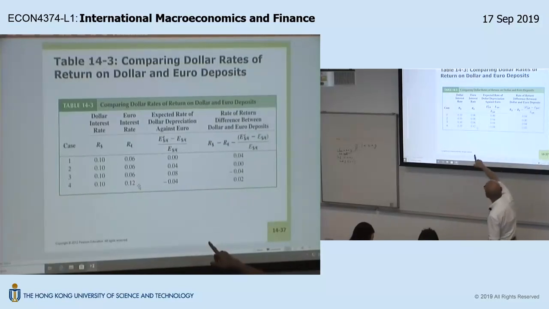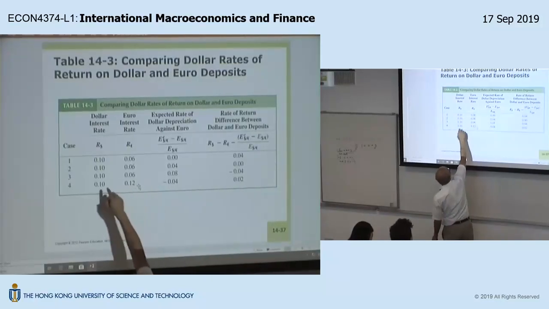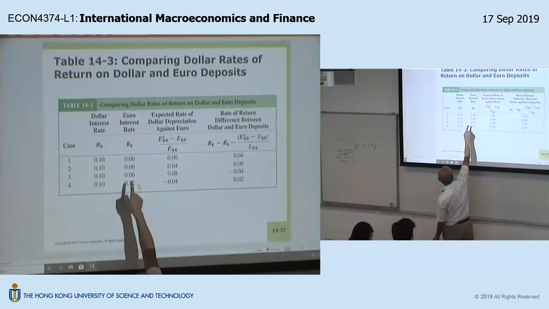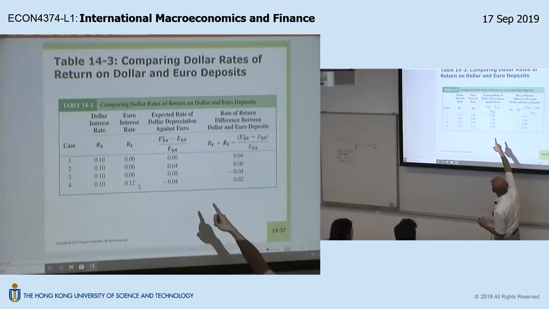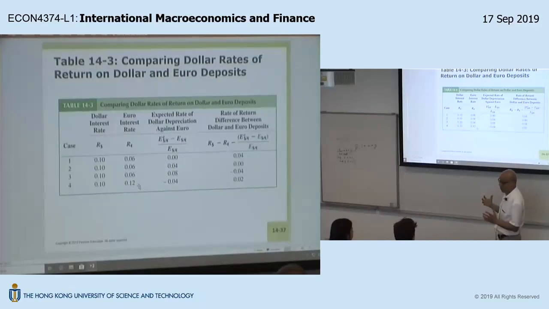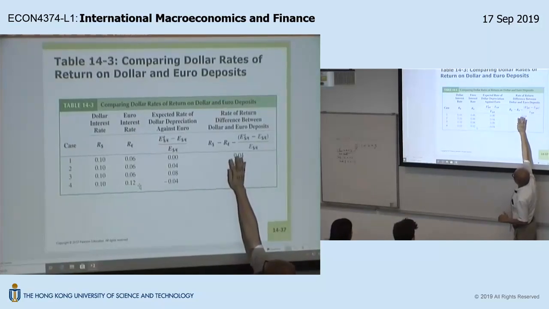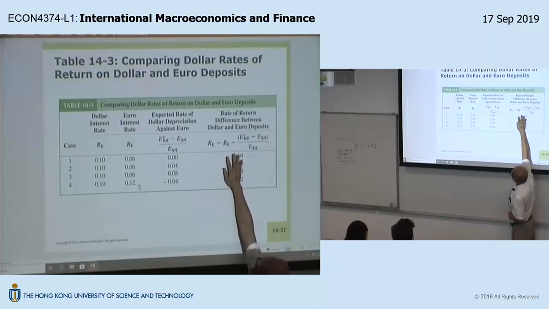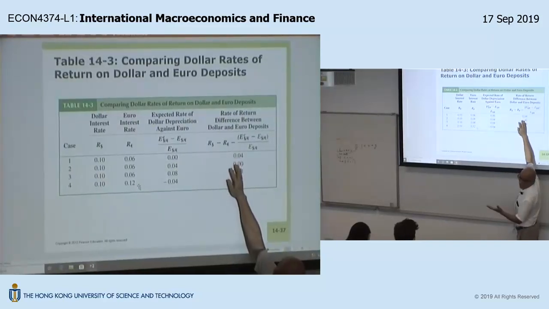So here, you look at these. In the first case, the dollar interest rate is higher than the euro interest rate. So it looks like dollar deposit is attractive, and the expected rate of dollar depreciation is 0. So even without looking at this, by intuition, in the first case, do you want dollar deposit or euro deposit? Dollar, right? Because it has a high interest rate and it's not going to depreciate.